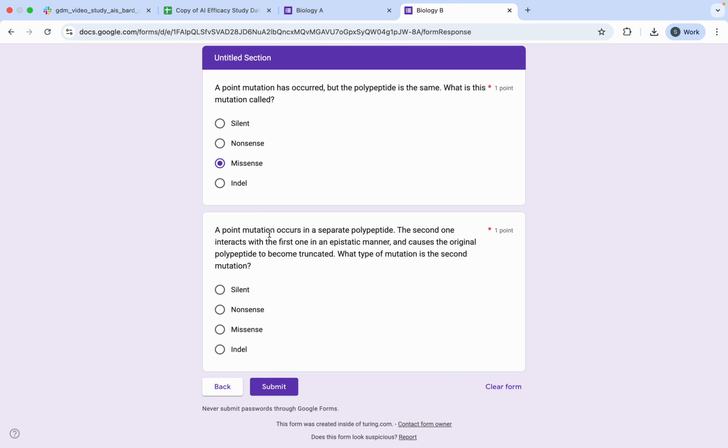A point mutation occurs in a separate polypeptide. The second one interacts with the first one in an epistatic manner and causes the original polypeptide to become truncated. What type of mutation is the second mutation? So it is intel. Silent, nonsense, missense, and intel.